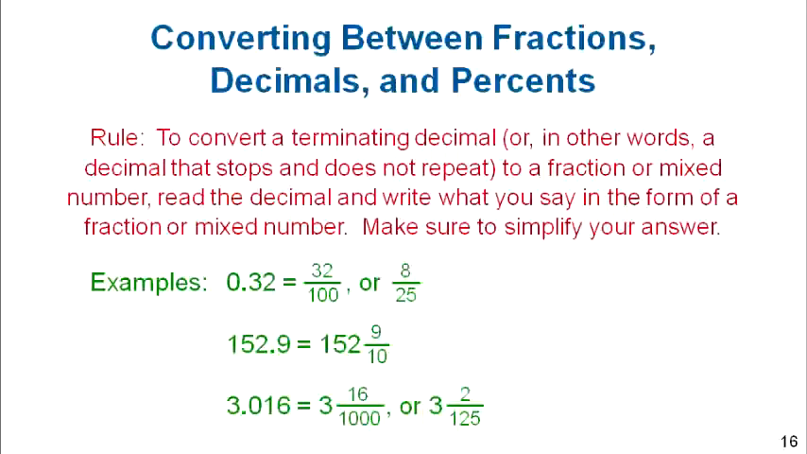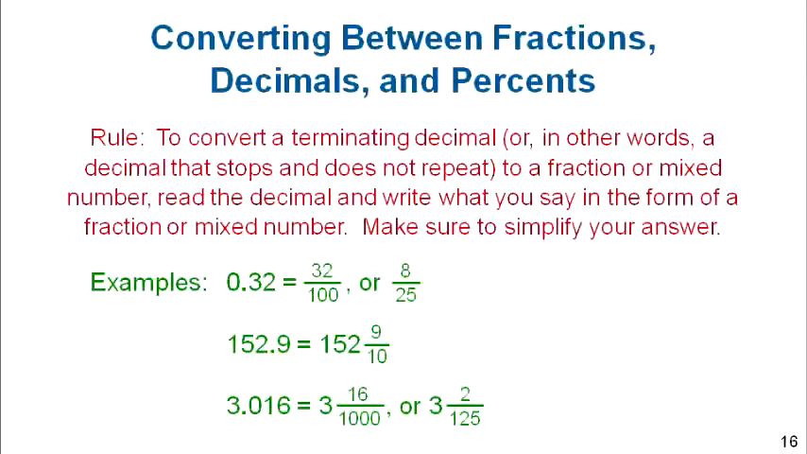Next, let's talk about how we can convert decimals into equivalent fractions or mixed numbers. To convert a terminating decimal, or, in other words, a decimal that stops and does not repeat, into an equivalent fraction or mixed number, you can just read the number and write what you say in the form of a fraction or mixed number. For example, we can say that 0.32 is equal to 32/100ths, which reduces to 8/25ths. We can also say that 152.9 is equal to 152 9/10ths, and we can say that 3.016 is equal to 3 16/1000ths, or 3 2/125.